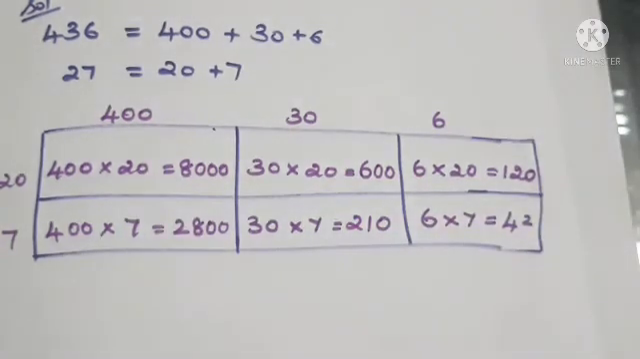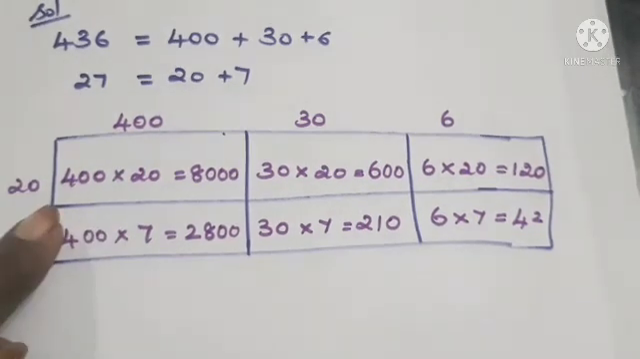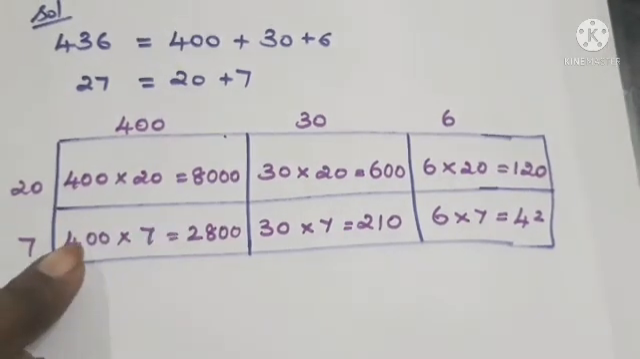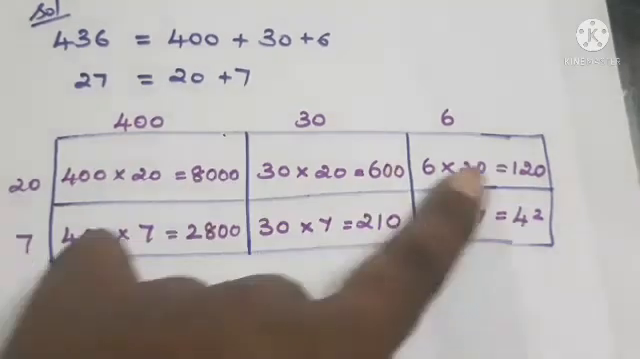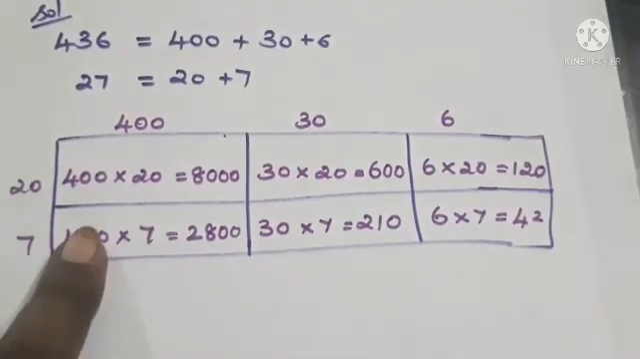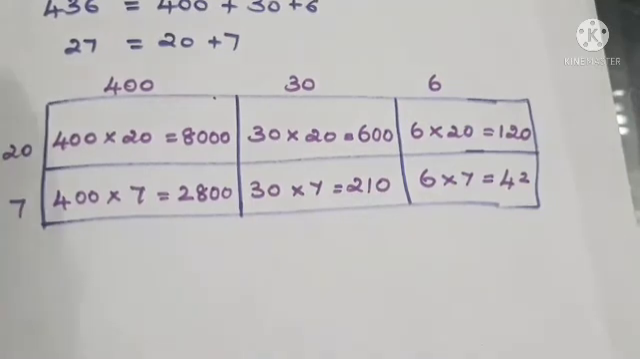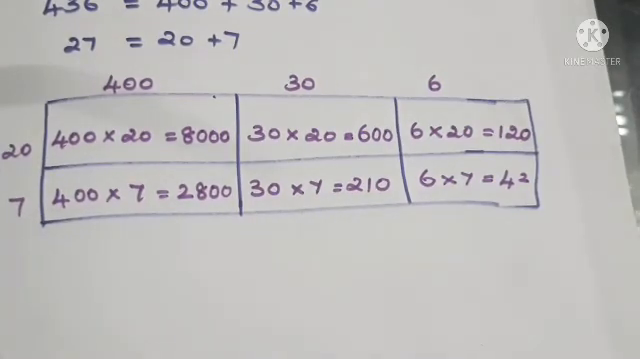So we have completed the second step. In the second step we have multiplied the numbers, isn't it? Next, the second and third step is over. In the second step we draw the box and place the numbers at the top and the left. In the third step we multiply the numbers and write them in the box. And the fourth step, what do we have? We have to add all the products.